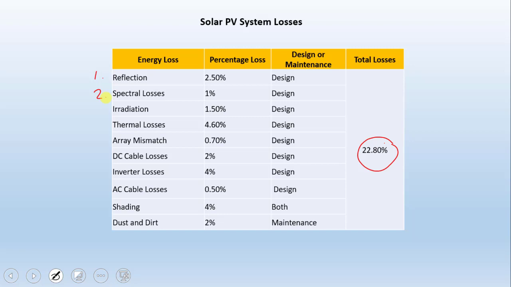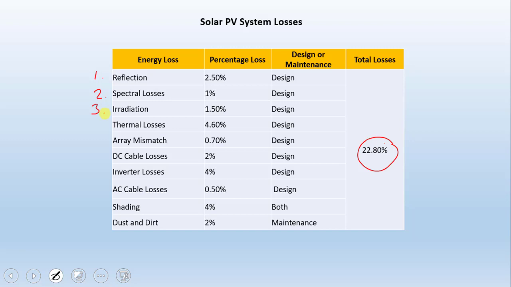The third one comes the irradiation losses. This is straightforward: the amount or the quantity of the irradiation being received by the system. So we can assume that due to some environmental reasons, the radiation is not at 1000 watt per meter square and it is lower than that.